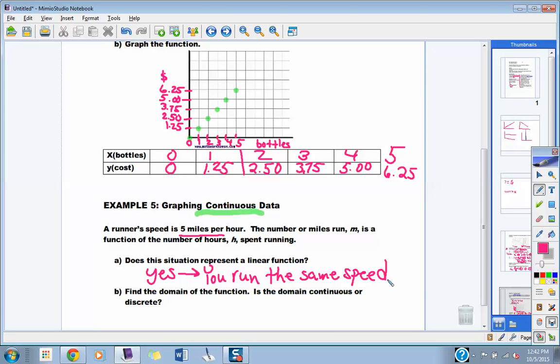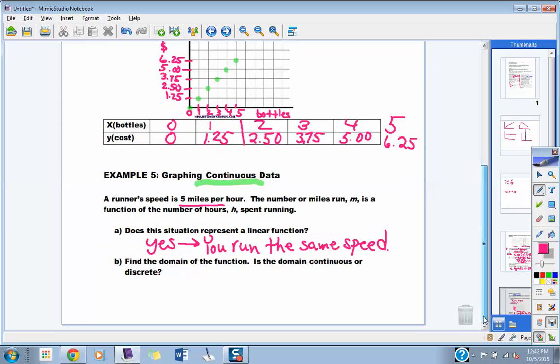So, the domain of this, the number of hours is your domain. I'm going to ask you some questions. Can I run a positive number of hours? Can I run 1.3 hours? Could I run 1.26 hours? Could I run 0 hours? 0 hours just means I didn't do anything. Here's another question. Can I run negative 4.2 hours?